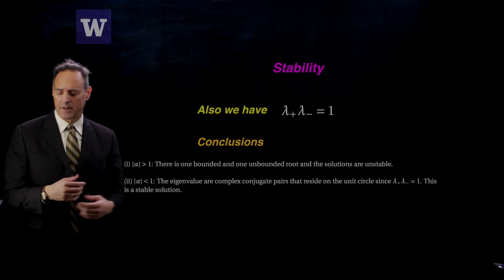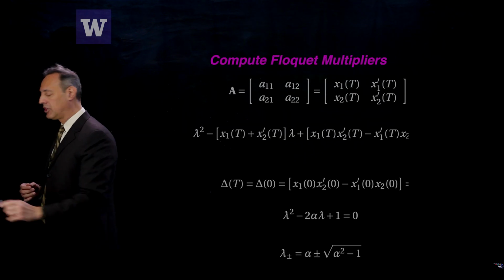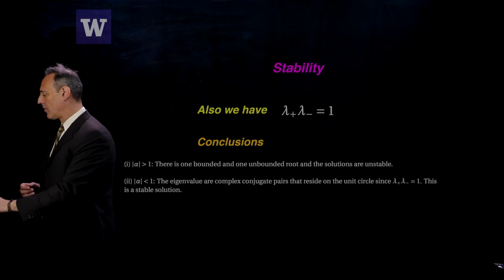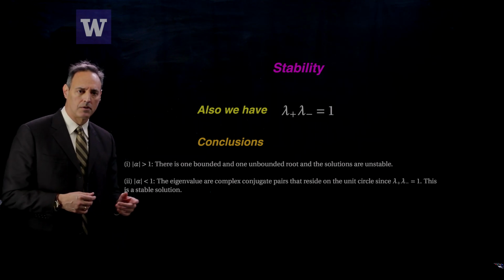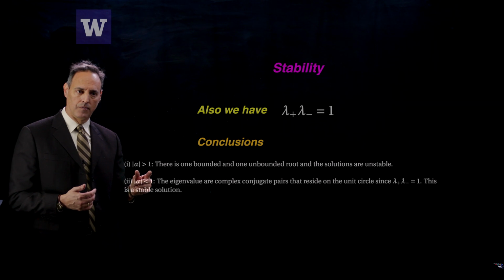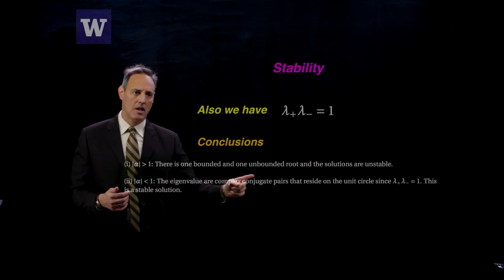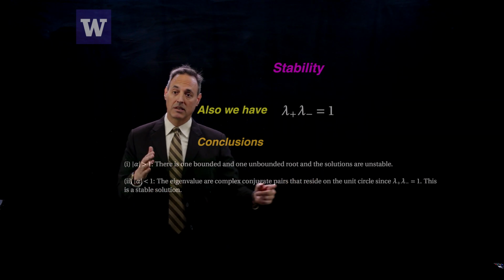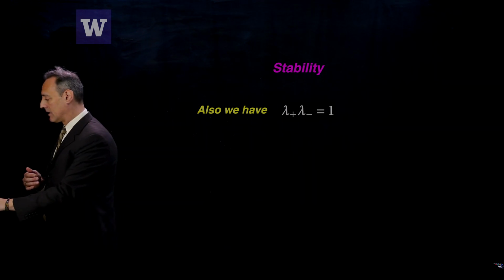So the alpha that's sitting inside of this here, okay, there it is. There are some conditions where we can make some conclusions. If the absolute value of alpha is greater than 1, there's one bounded solution and one unbounded solution, and it's unstable. Basically, what you have is a saddle. Let's go back and see this.